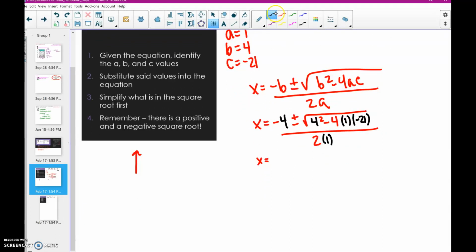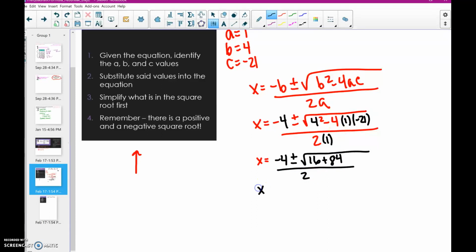So let's start. I'm going to leave the negative 4 for right now, and the plus or minus as well. I want to simplify what's under that square root symbol. So 4 squared is 16 minus 4 times 1 times negative 21. All right, so think about this. If I'm subtracting and I know my product's going to be negative, I know I'm going to have to end up adding here because a negative times a negative makes a positive. So we're doing 21 times 4 times 1. 21 times 4 times 1 is 84. All over 2, just 2, because 2 times 1 is 2.